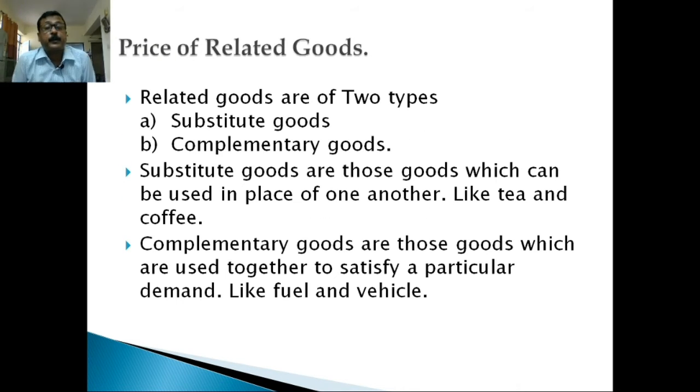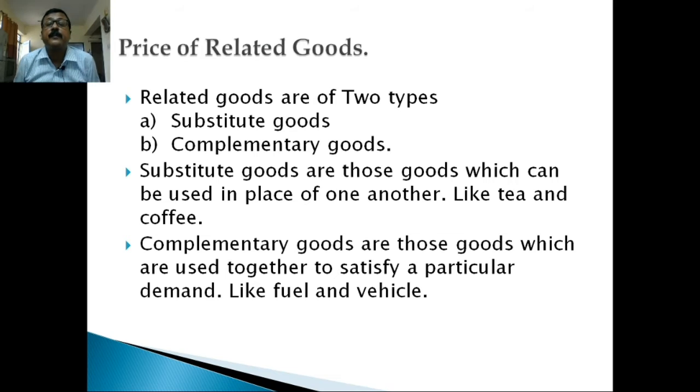Now let us come to the price of related goods, the second factor which determines the demand of a commodity. Now what are related goods? Related goods can be of two types. Number one is substitute goods and number two is complementary goods. Substitute goods can be defined as goods which can be used in place of one another. That means we can use one good in place of another.